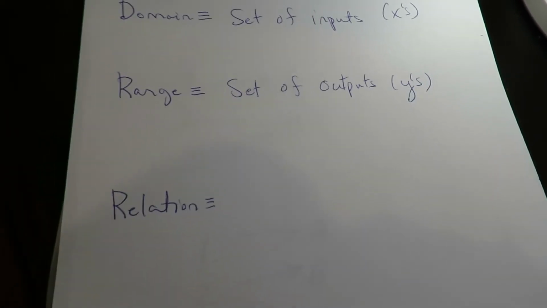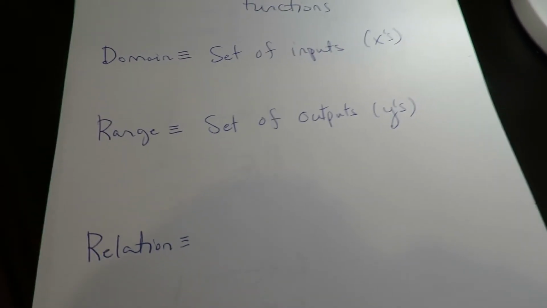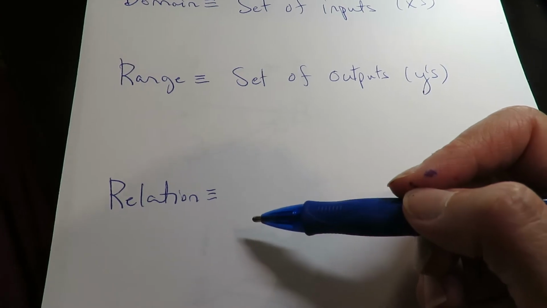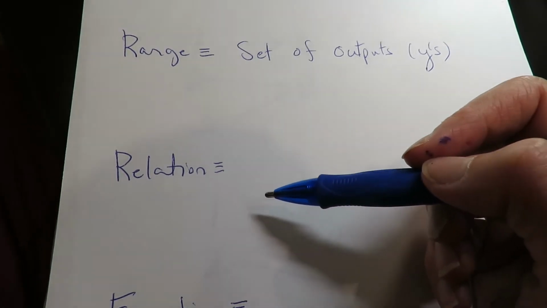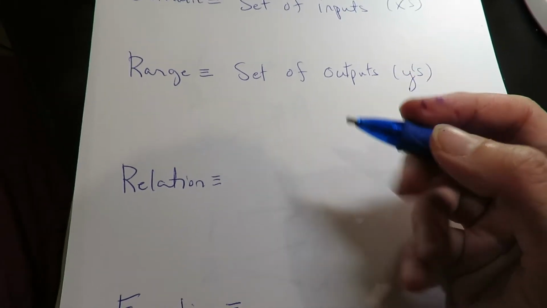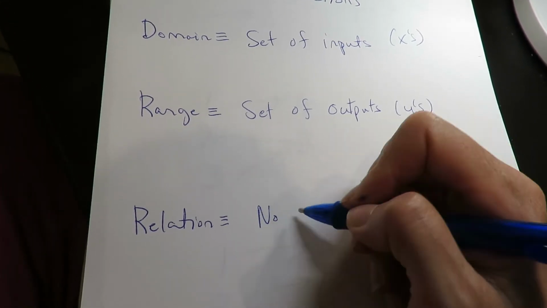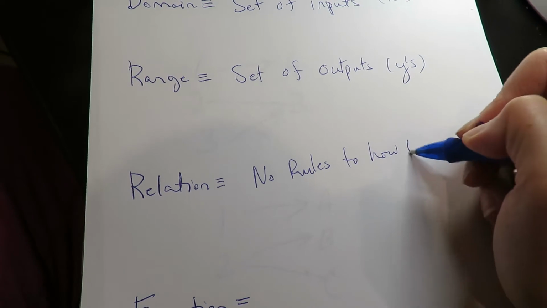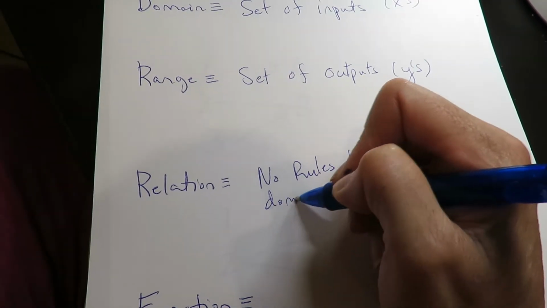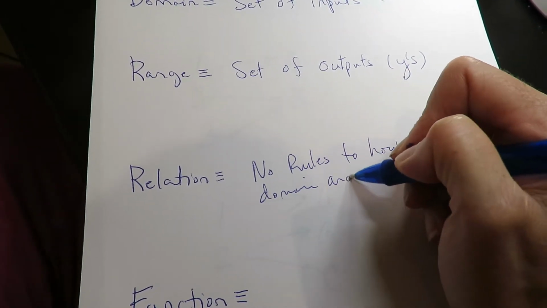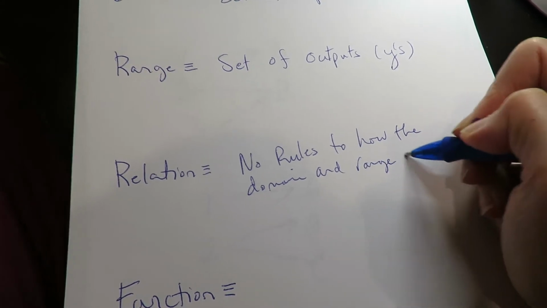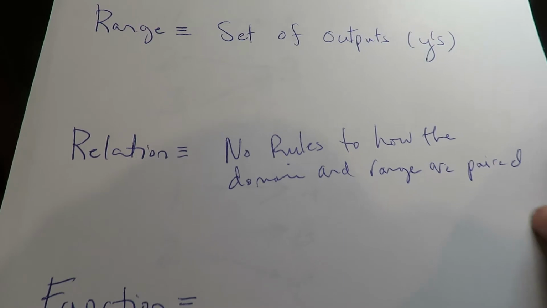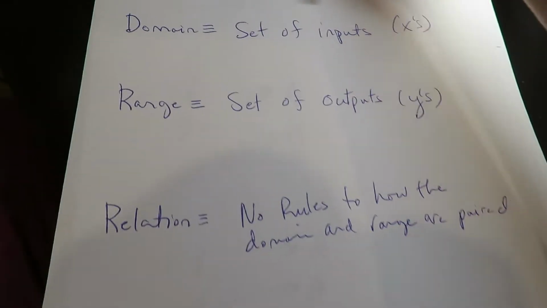Alright, so a relation is going to be how you combine the inputs and the outputs. The relation is the most basic way to combine inputs and outputs. So there's no rules to how the domain and range are paired. Okay, they're just paired in some random way.